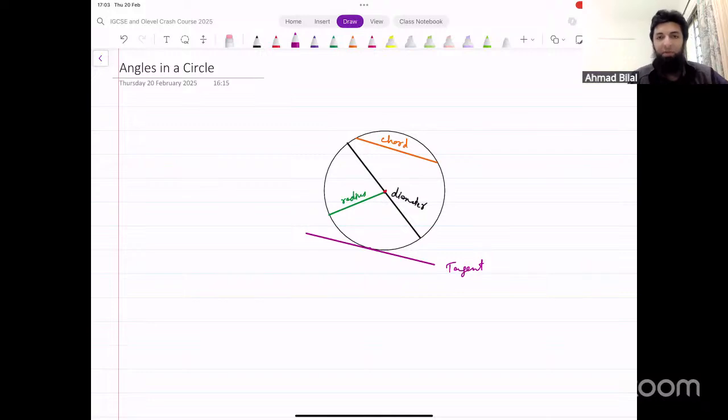You need to be familiar with all of these different terminologies. Chord is any line that intersects the circle at 2 points. Radius is a line coming from the center of the circle to the circumference. Diameter is any chord that's passing through the center of the circle. And a line that just touches the circle at one point like this, we call that line a tangent. Okay?